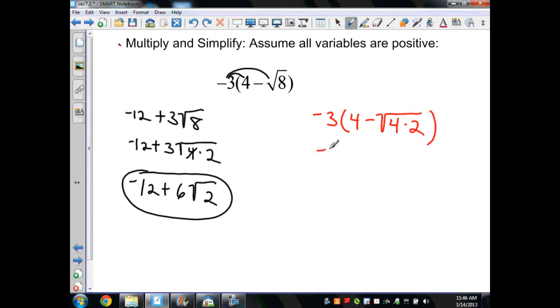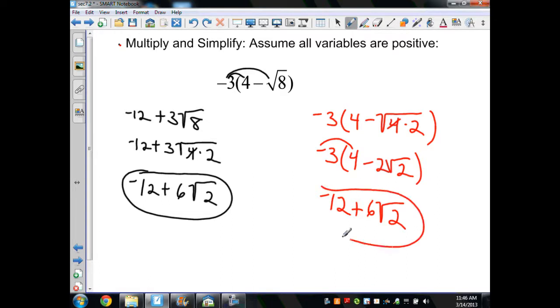Bring down my negative 3, 4, minus, the square root of 4 is 2, times the square root of 2. Now I can distribute. Negative 3 times 4 is a negative 12. Negative times a negative is a positive. 3 times 2 is 6 square roots of 2. And you can see I did end up with the same solution. Therefore, when solving a problem like this, it will be your choice on what way to proceed.